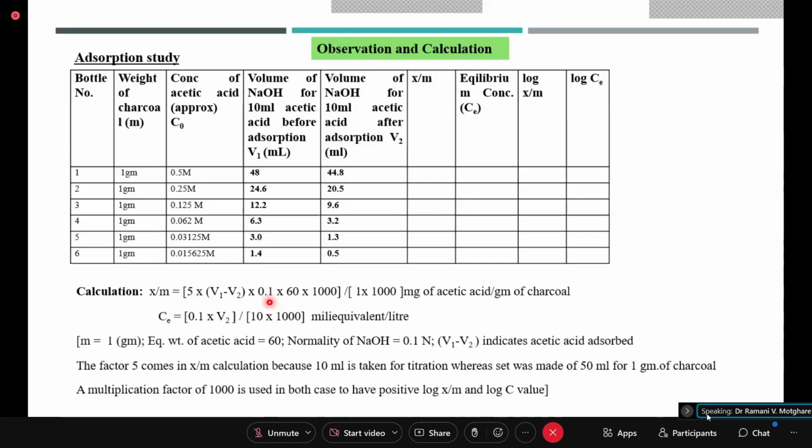into 60, that is the molecular weight of acetic acid, into 1000. Now 1000 is written to get it in milligrams of acetic acid instead of grams of acetic acid. This 60 into 1000 will give milligrams instead of grams of acetic acid per, like you took 1 gram charcoal, so 1 is written here, 1 gram charcoal into 1000.